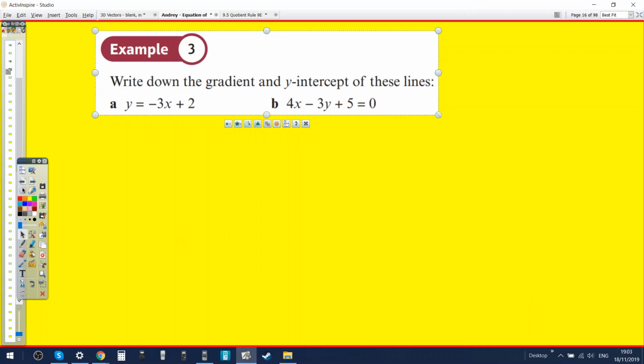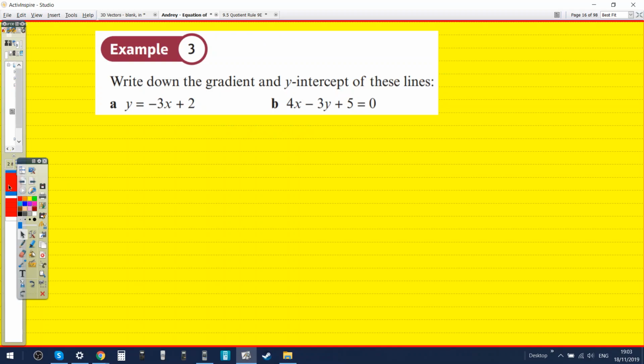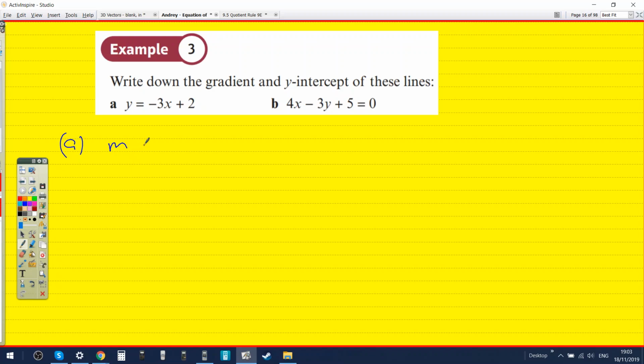So is the gradient of the first line -3? Yep. And the y-intercept is 0. Nope. Isn't the y-intercept what y is when x is 0? Yep. What is y when x is 0? 2. Yep. And so it's like y equals mx plus c. Yeah. So m is -3 and c is 2.